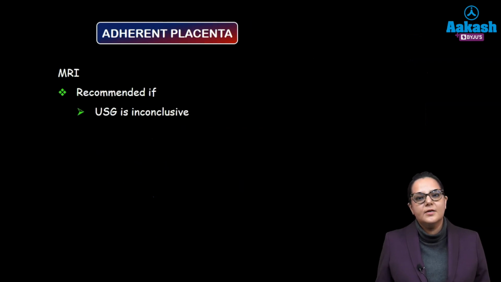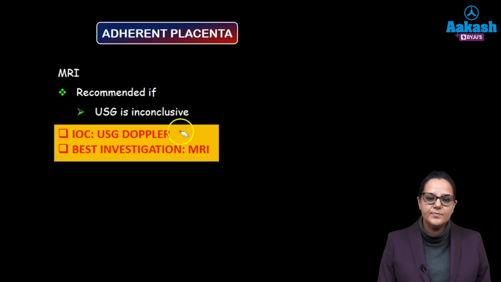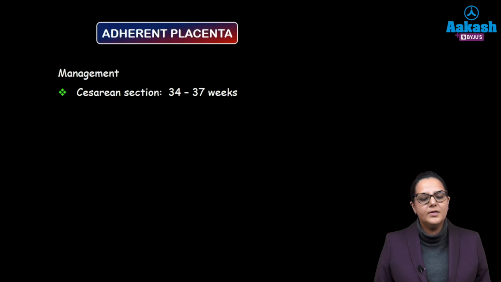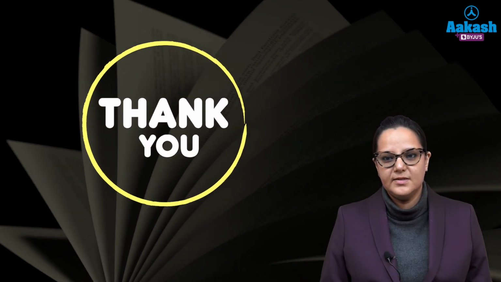Now, MRI is recommended only if the ultrasound is inconclusive. So if they ask you what is the investigation of choice, it will always be ultrasound Doppler. But if they ask you what is the best investigation to rule out adherent placentae, then it will be MRI. Alright. What is the management? Management is that we go for a cesarean section between 34 to 37 weeks of period of gestation. Thank you. This was all about adherent placentae.